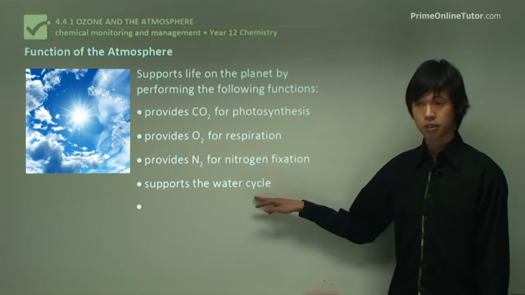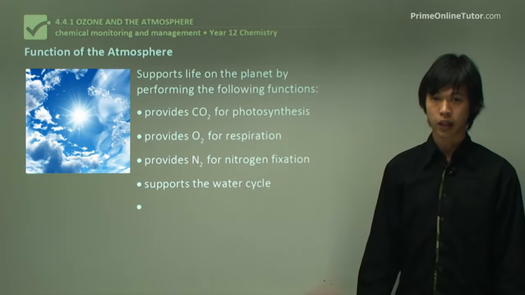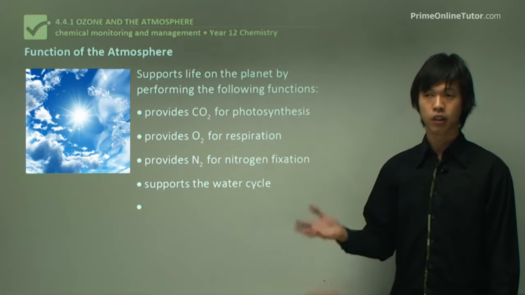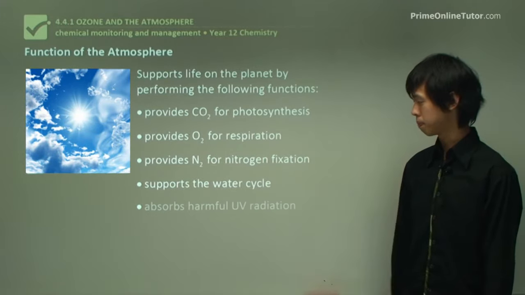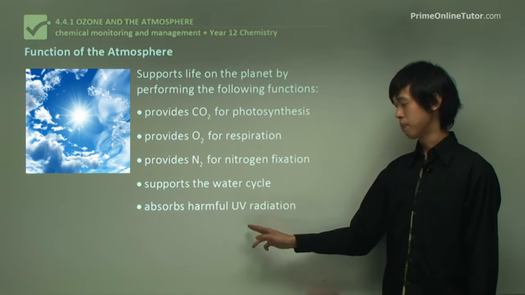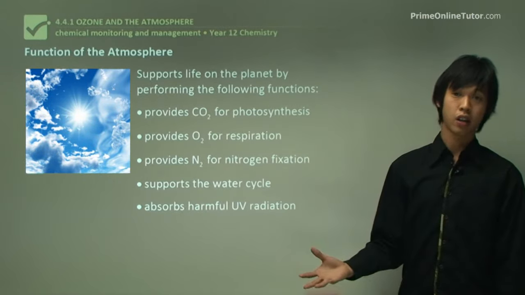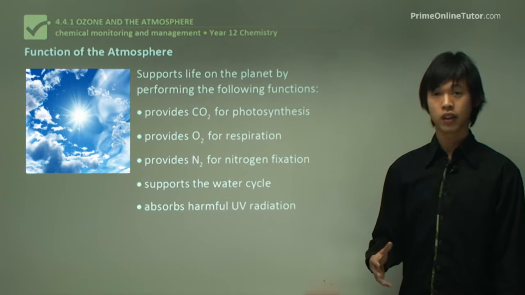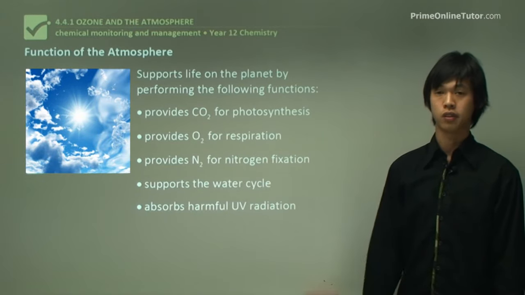The atmosphere also supports the water cycle. So as you know, there's only a small amount of fresh water present on the planet, and so the atmosphere helps to transport this fresh water around, and through rain and other precipitations, we get fresh water. And lastly, we have the absorption of harmful UV radiation. So the sun bombards the Earth with several different types of radiation. However, the atmosphere helps to filter that so that life on this planet doesn't suffer any negative consequences.